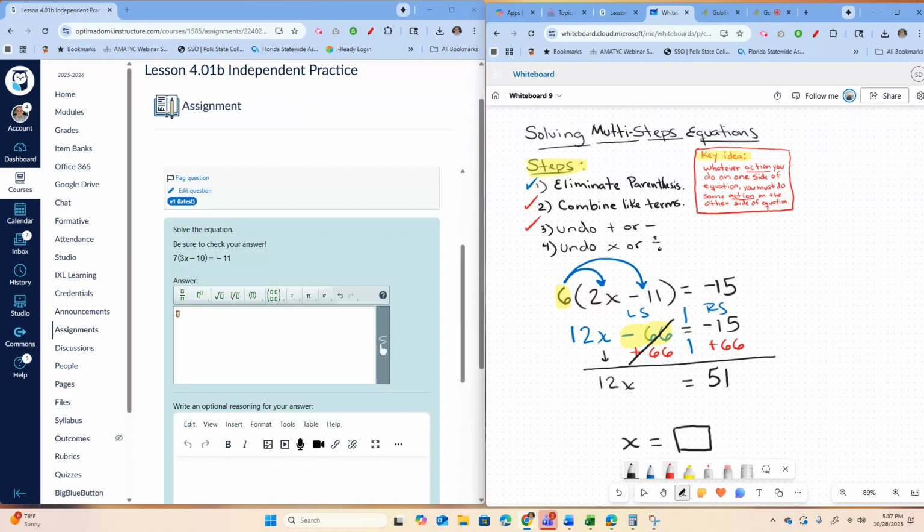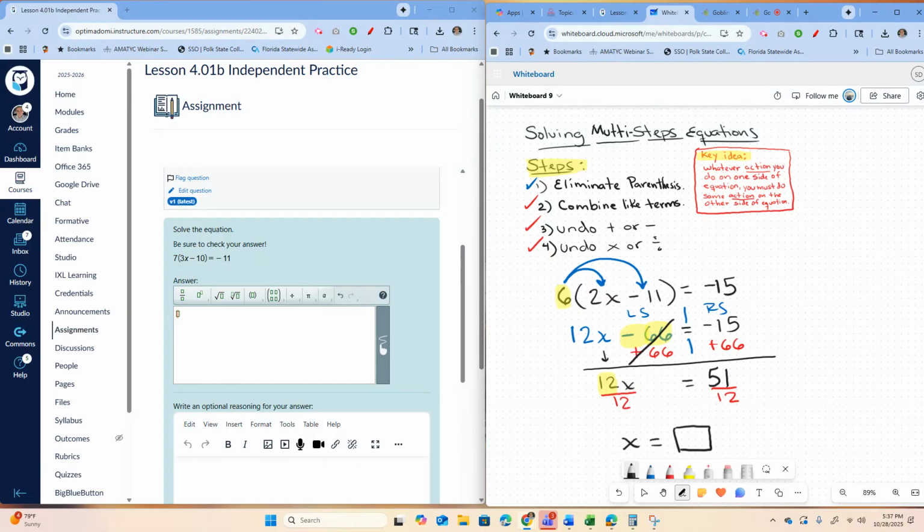And what is the next step? The next step is to undo any multiplication or division. This 12 is multiplying the x. What is the opposite of multiplying by 12? We're going to divide by 12. Whatever you do on one side, you do it on the other side. 12x divided by 12 is 1x, but we do not write the 1.